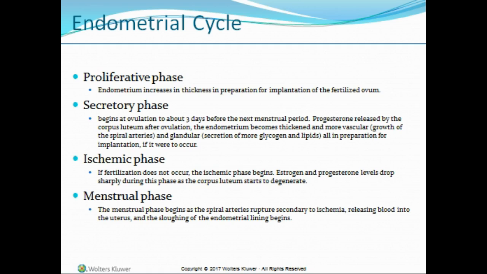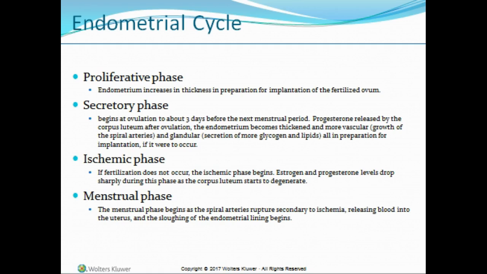The endometrial cycle has 4 phases. The first is the proliferative phase. The endometrium increases in thickness in preparation for implantation of the fertilized ovum. Then you have the secretory phase. It begins at ovulation and lasts to about 3 days before the next menstrual period. Progesterone is released by the corpus luteum after ovulation. The endometrium becomes thickened and more vascular and glandular, all in preparation for implantation if it were to occur.